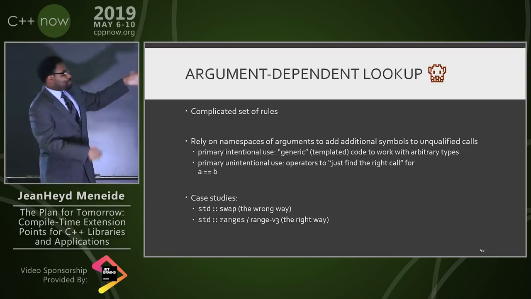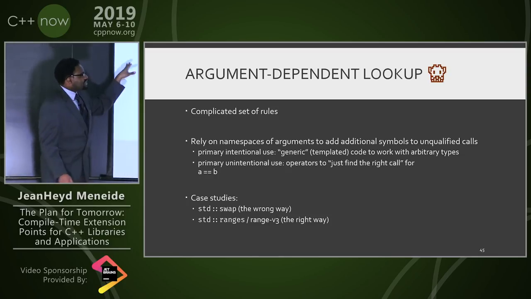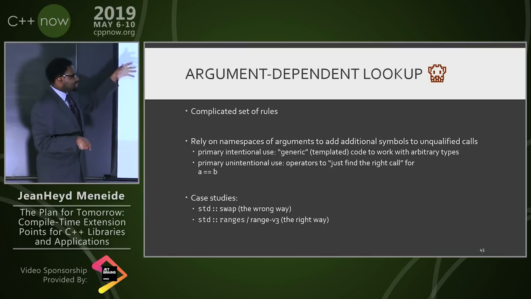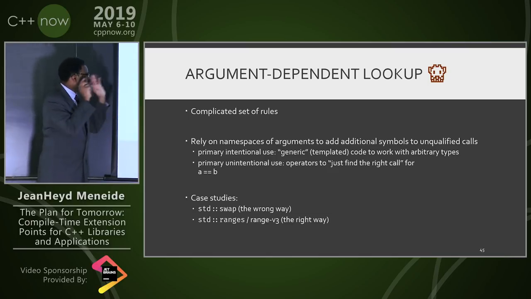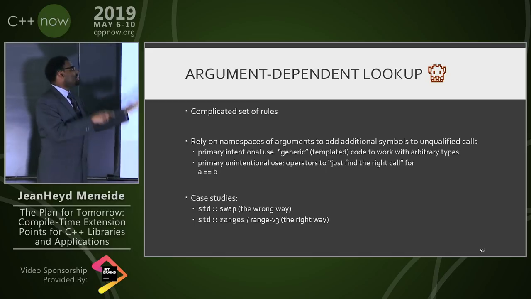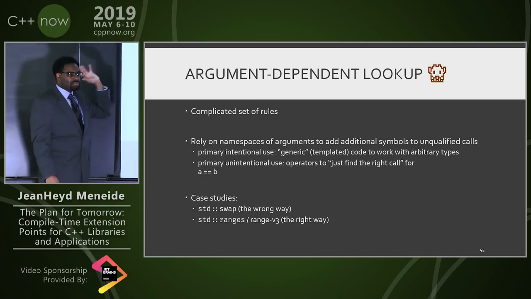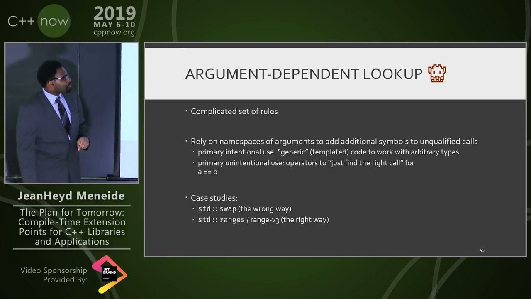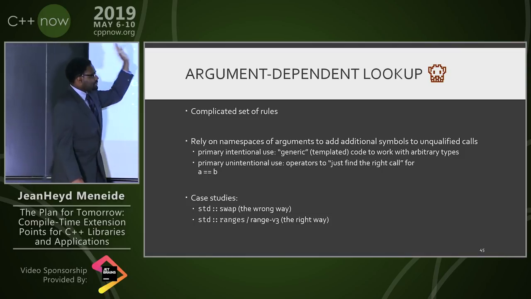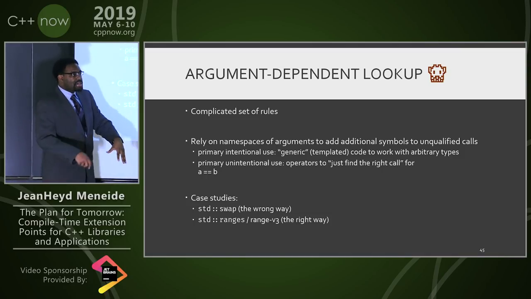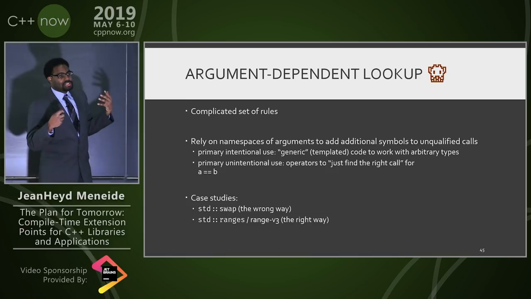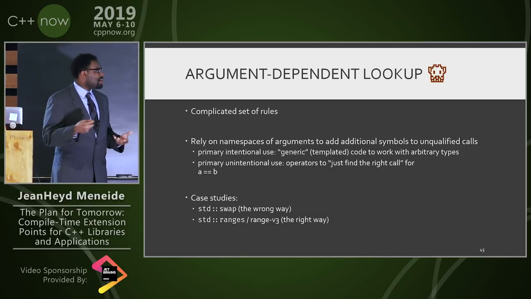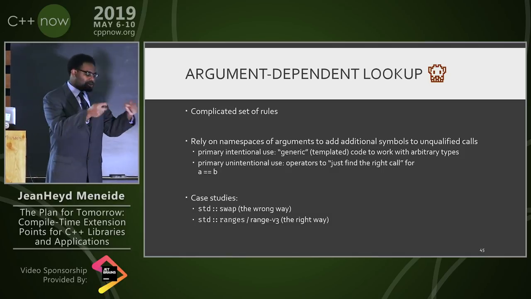The simple version that we're going to care about is that it relies on the namespaces of arguments to add additional symbols to unqualified calls, right? There are some cases where it doesn't have to be unqualified, in the template context or whatever else, but for us, we're worried about unqualified calls relying on the namespaces of arguments to find additional entities for lookup. The primary intentional use is for generic templated code, to work with arbitrary types. And the other way that we use this all the time without realizing it is operators. Many people have an intuitive understanding of how ADL should work, but the finer points of it are always kind of crazy.